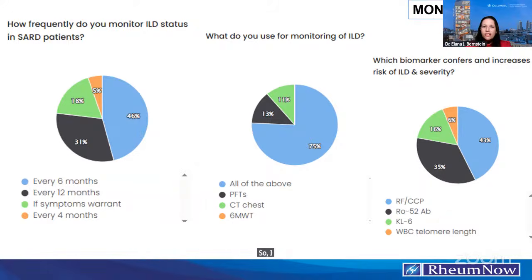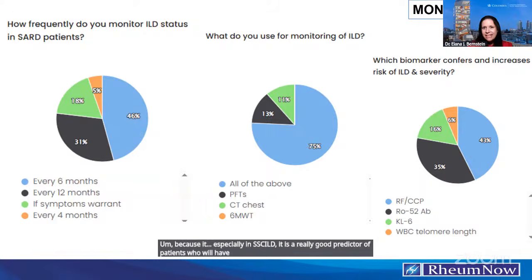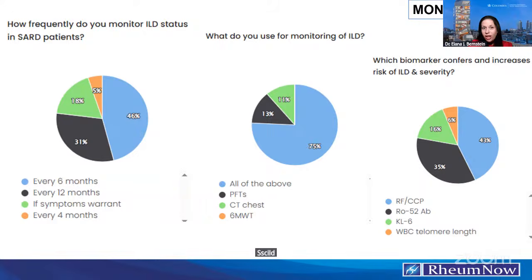So I do think labs are starting to learn here. I'm hoping that at some point we can get this at point of care, because especially in SSc-ILD, it is a really good predictor of patients who will have progressive SSc-ILD. It's really good, but when it's done in Japan. Time will tell.